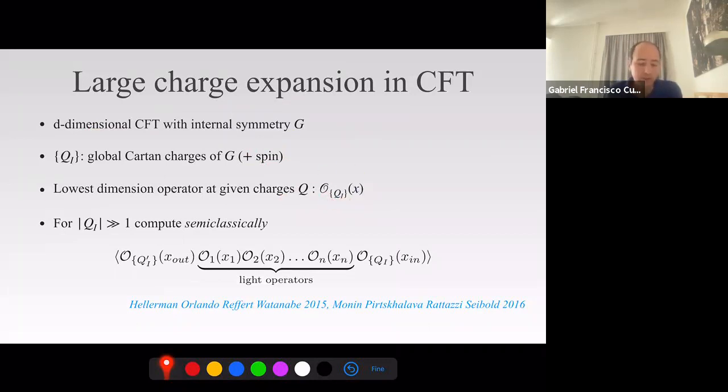The idea is that when the representation in which these groups transform is large enough, so when the Cartan charges are big enough, then you will be able to compute semi-classically correlators which involve light operator insertions in between O_Q and O dagger_Q, essentially. And this is the idea of Hellerman, Orlando, Reffert, and Watanabe in 2015.